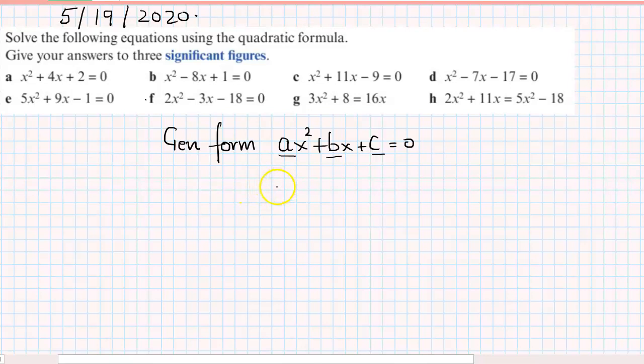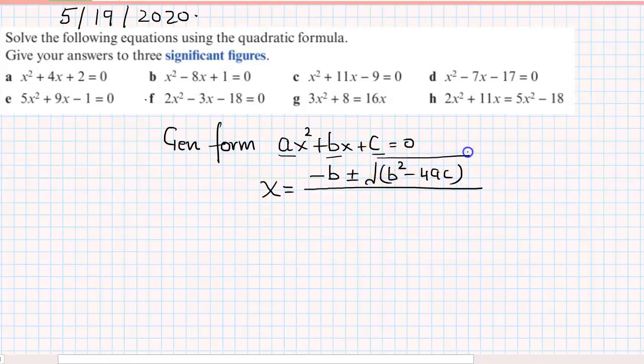So if we have to find the solution of this, then we use the formula. We can use a direct formula, that is x is equal to minus b plus minus root b square minus 4ac. This is a complete root of b square minus 4ac and over 2a.